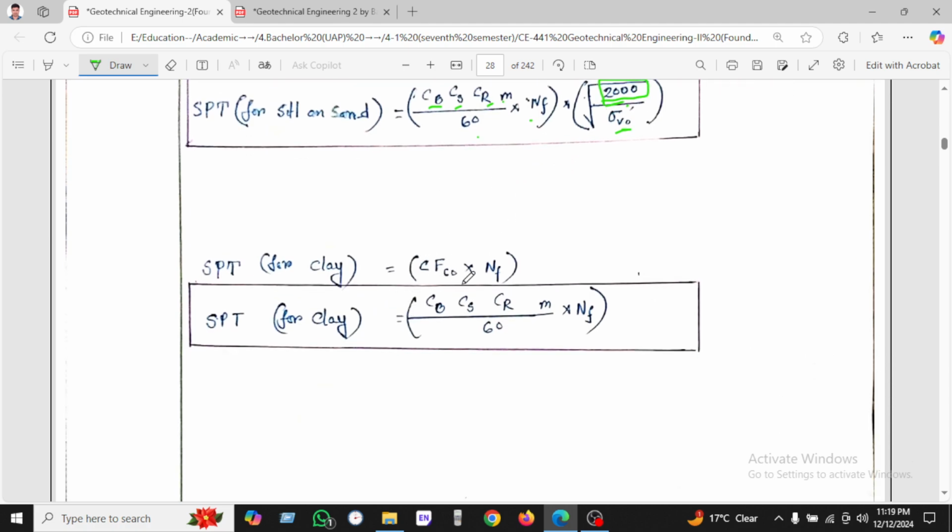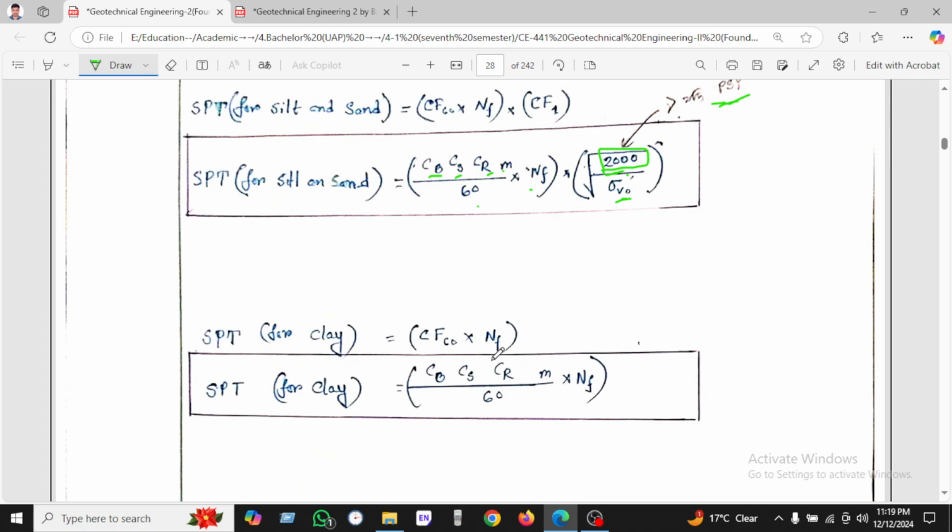For clay CF60, into N there is no correction factor. If there is a correction factor, use it; otherwise there is no correction factor. SPT for clay is BSRM divided by 60 and N, but there is no CF.